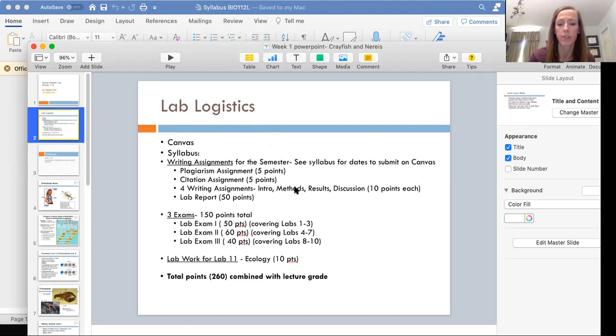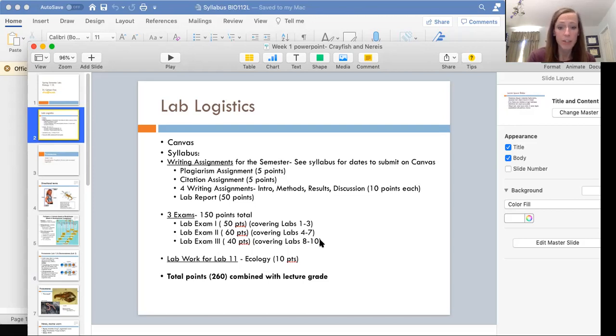There's, like I said, the 4 different parts of the paper that are worth 10 points each. And then at the end of the semester, you'll have a large writing assignment, which will include all those parts on a different topic. So that'll be 50 points. And then you have 3 lab exams this semester. So they'll be 50, 60, and 40 points respectively, and they'll cover the labs listed here. You can find all this information in the syllabus as well.